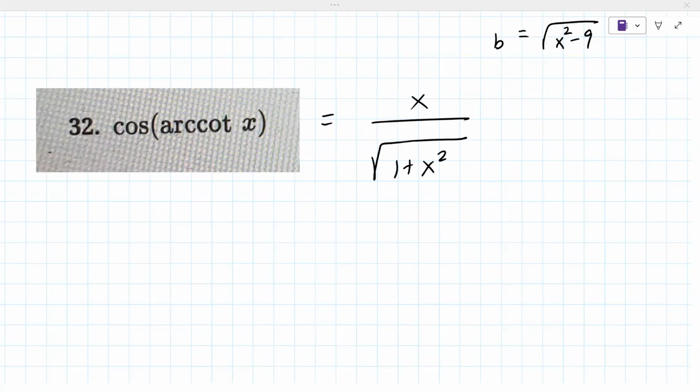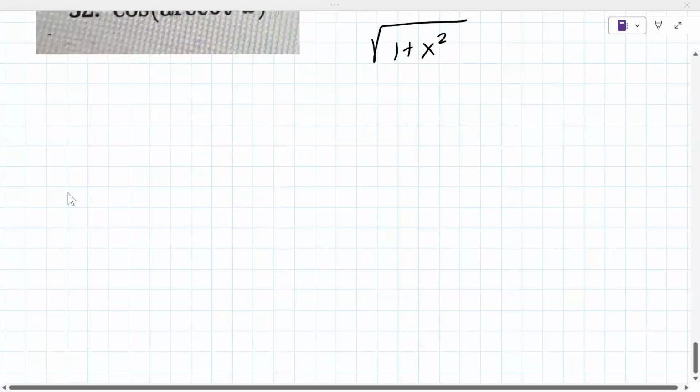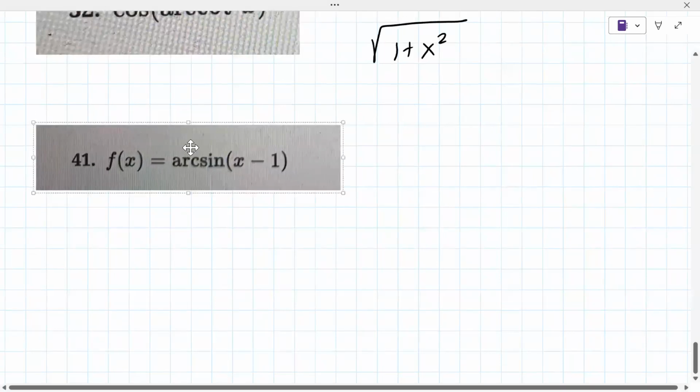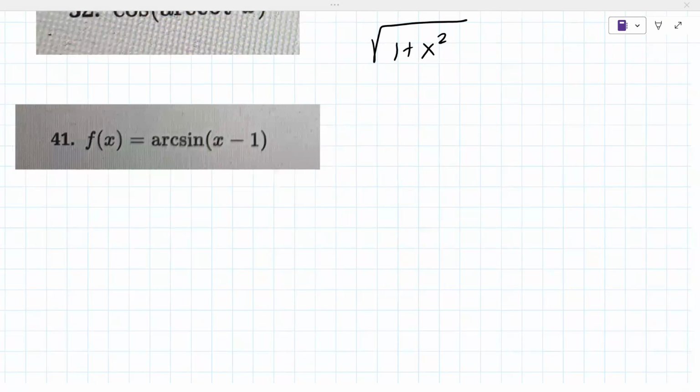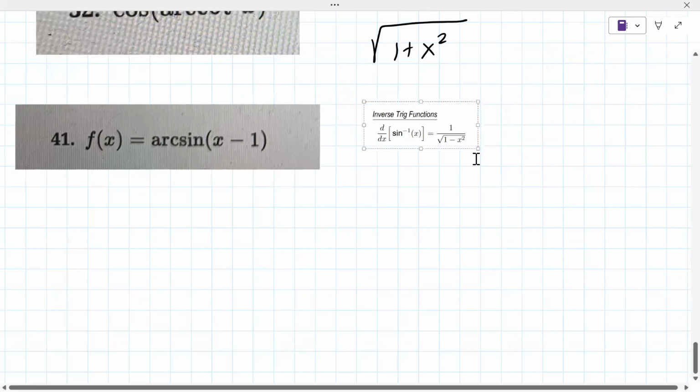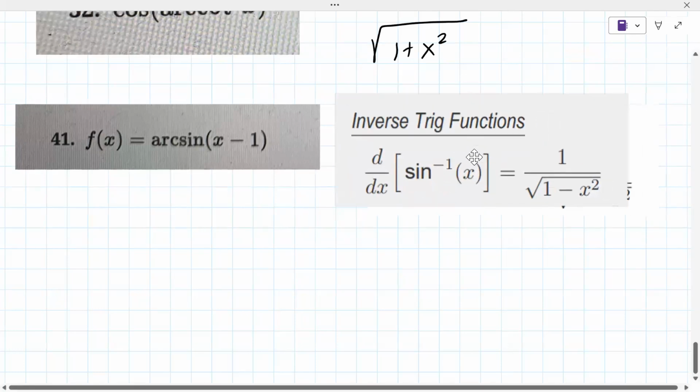Okay, so the next section is derivatives. So in your common derivative rules, there's a whole place for inverse trig functions, and a lot of students ask, do I need to know all these? And the answer is, well, it depends on your instructor. It depends on what they want here.